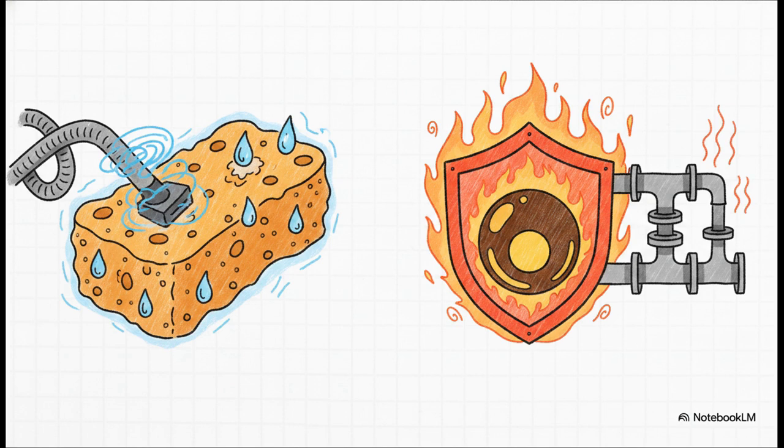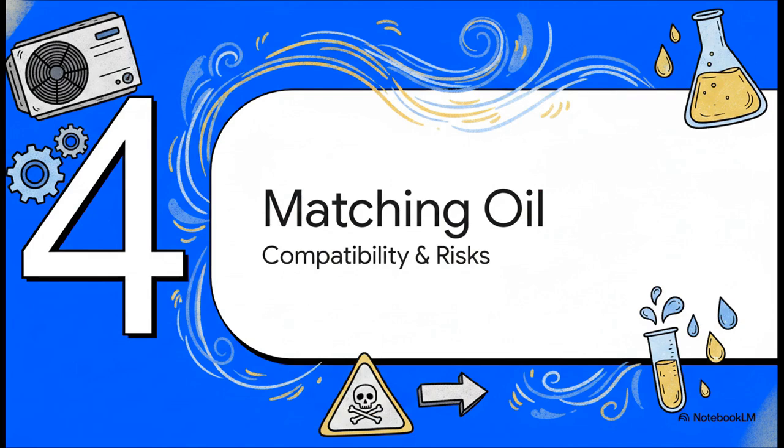PAO, on the other hand, is basically the heavyweight champion for natural refrigerants like ammonia. It has supreme thermal stability, which is perfect for preventing those horrible carbon coke deposits from forming at really high discharge temperatures. Let's jump into Section 4, matching oil to refrigerants and the compatibility risks involved.